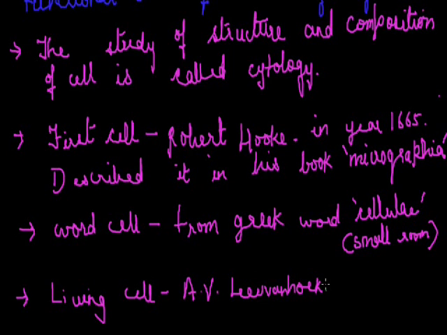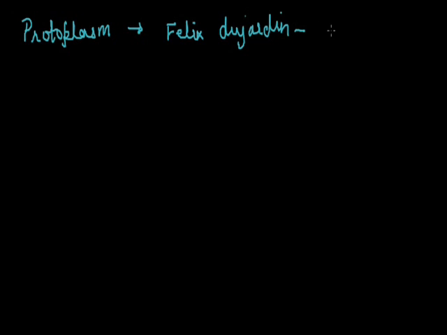So the first dead cell was observed by Robert Hooke in the year 1665, and the first living cell was observed by A.V. Leeuwenhoek. Protoplasm, which is the substance filled inside a cell, was discovered by Felix Dujardin, but he had named it sarcode. The term protoplasm was coined by Purkinje in 1839.